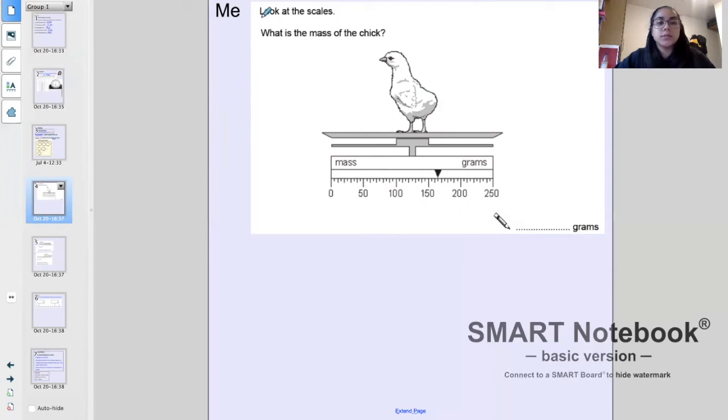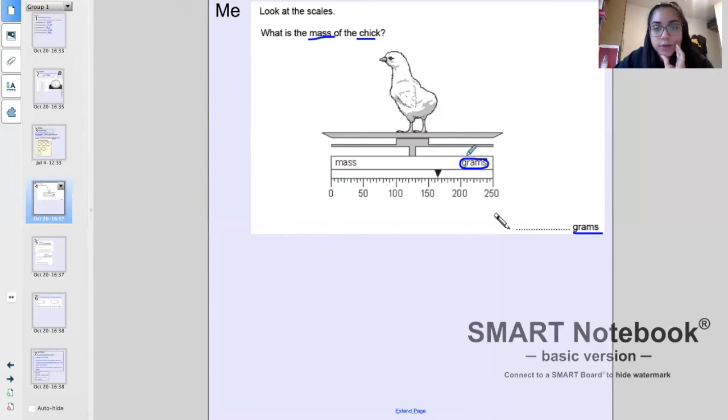So the question says, look at these scales. What is the mass of the chick? Okay, and it's asking me to put my answer in grams. Well, the scale is measuring in grams anyway, so I don't need to convert anything here. Right, let me have a look at my scale first.